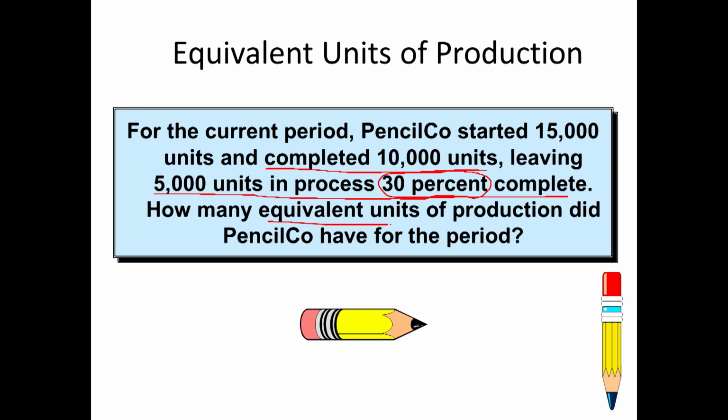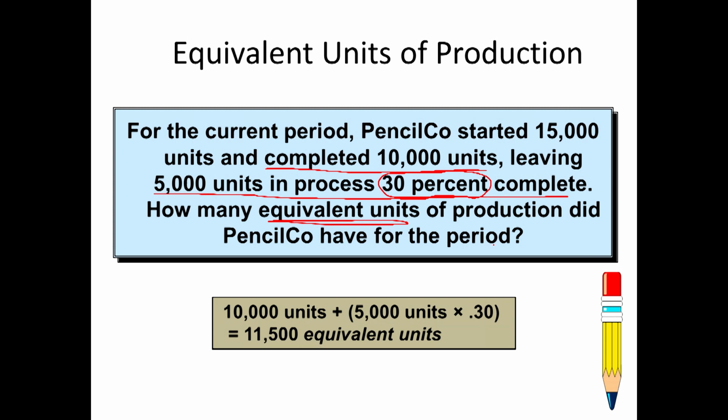How many equivalent units of production did Pencil Company have for the period? Well, you'd have the 10,000 units that are 100% complete. If you wanted, you could take 10,000 times 100%. But then you also have the 5,000 units that are 30% complete. 30% of 5,000 is 1,500. Add that to the 10,000, and that equals 11,500 equivalent units.